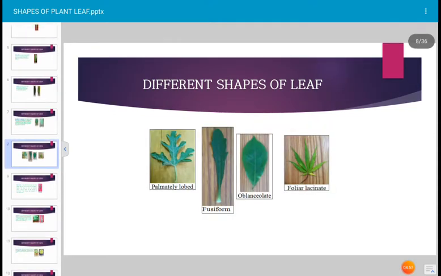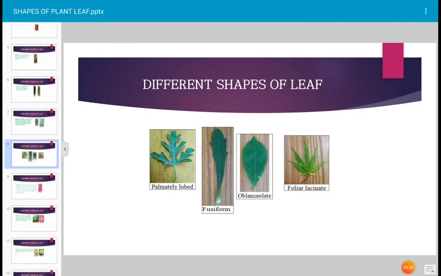Next, these are again different shapes of leaf. The palmately lobed leaf, to the left side in the photograph, is a palm shaped leaf. The second photograph is fusiform: narrow at the base and gradually becoming broad at the top. Number 3 photograph is oblanceolate. It is somewhat lanceolate but elongated, and that is described as oblanceolate, shown in the photograph.